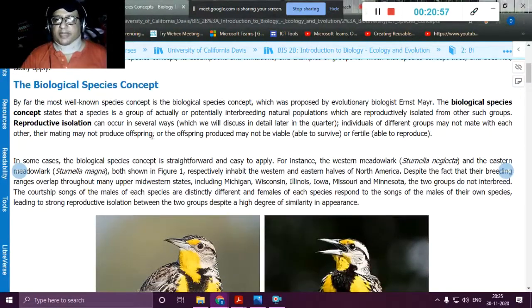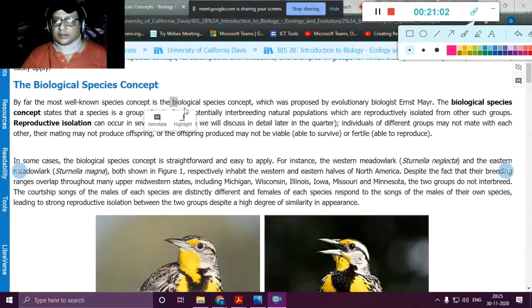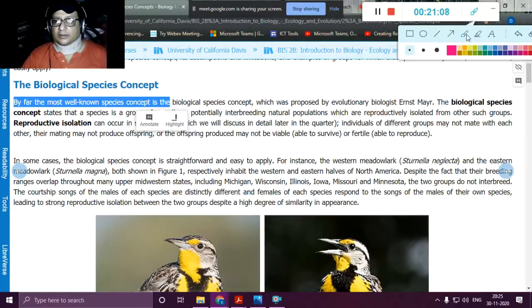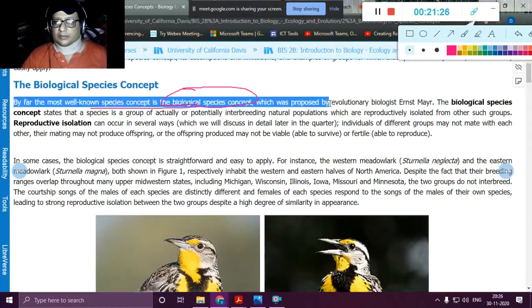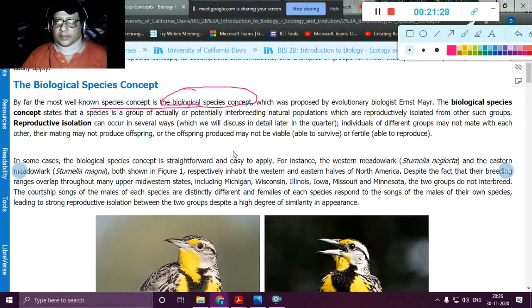So what is the biological species concept? The biological species concept. How do you distinguish between two species?